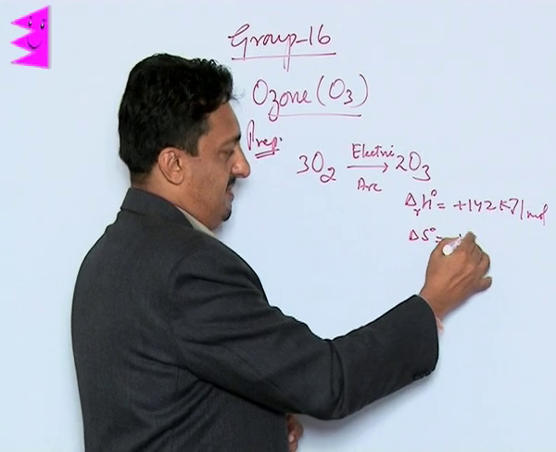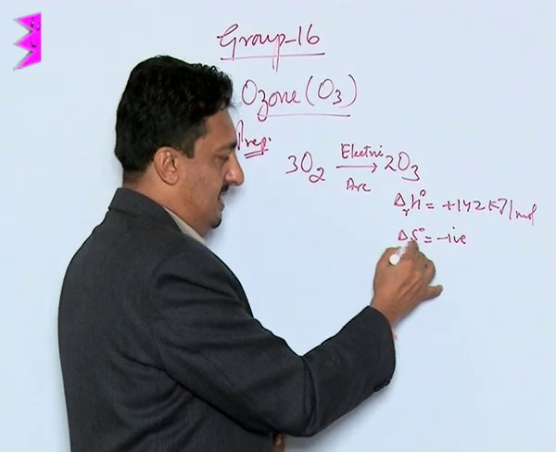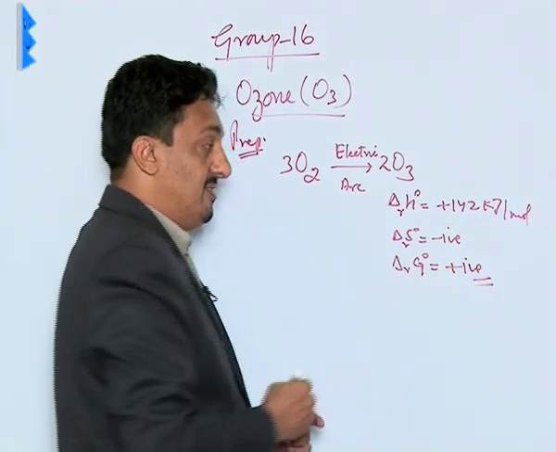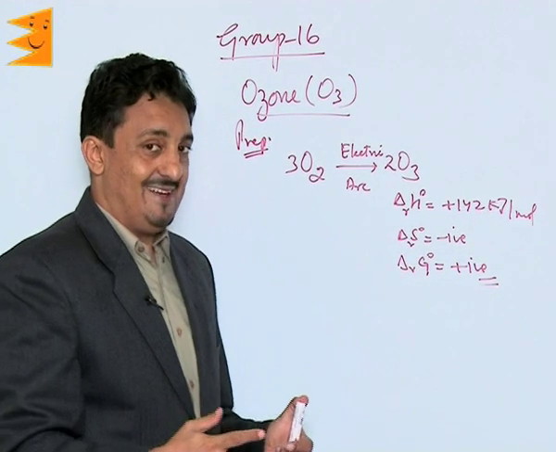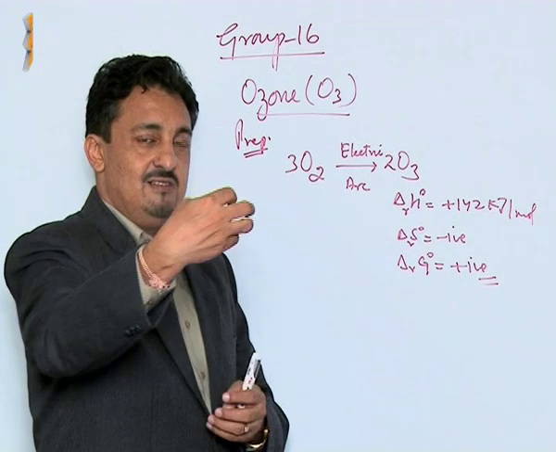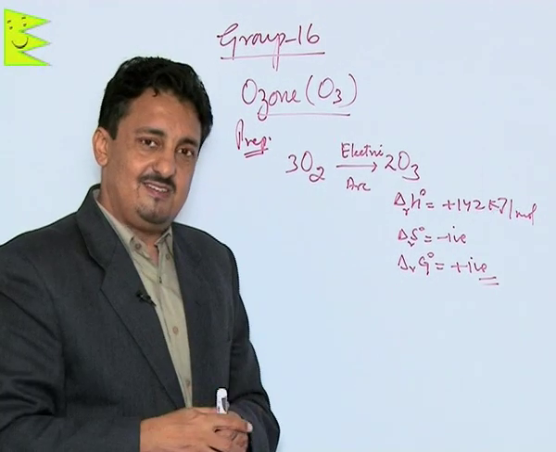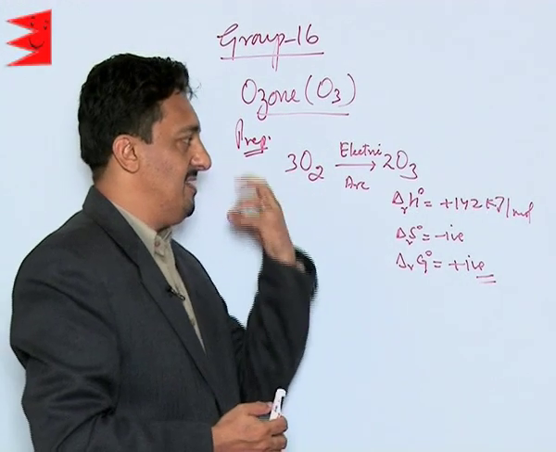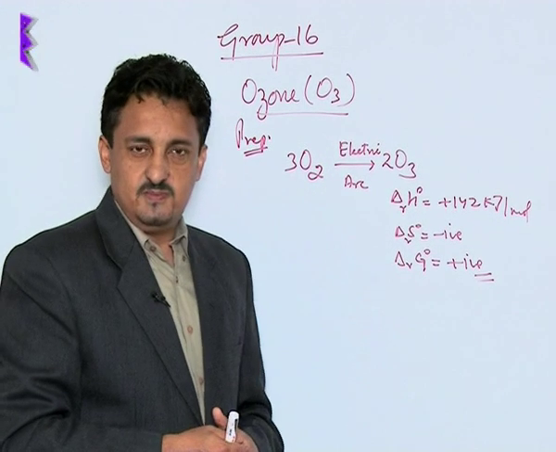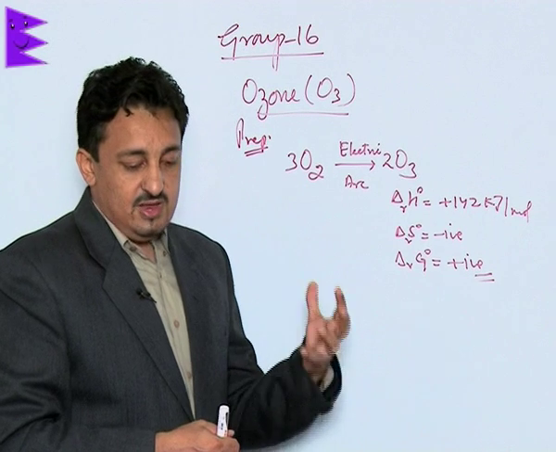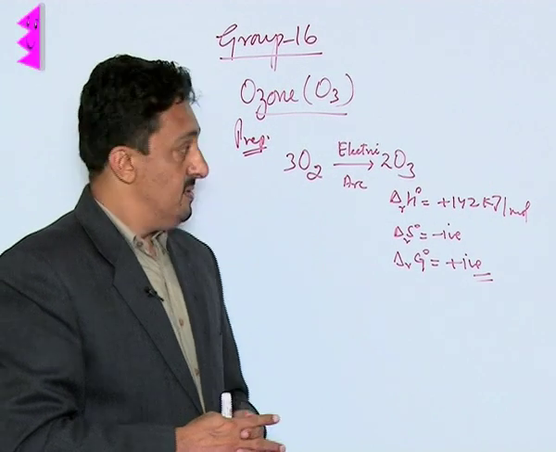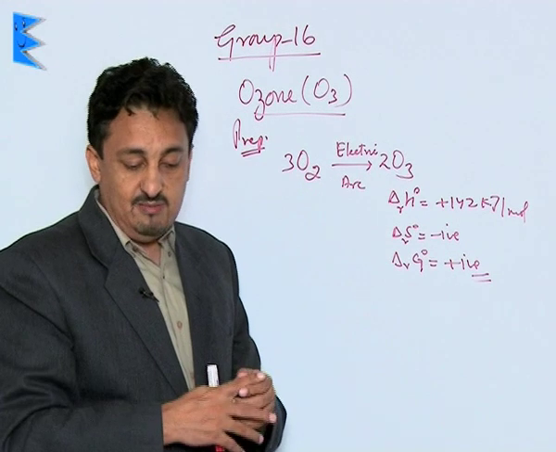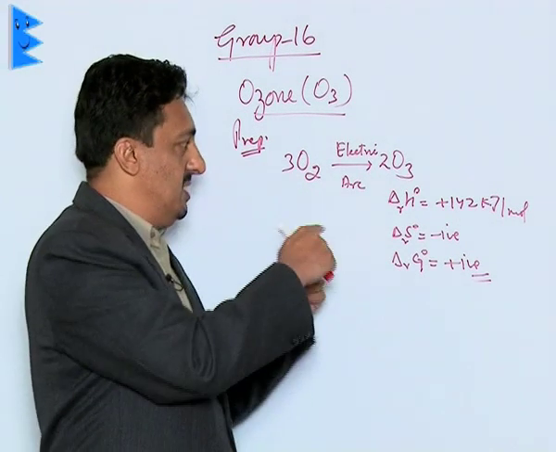Entropy of this is negative, so we can understand the free energy of this reaction will again be positive. So this is a non-spontaneous reaction which takes place under the influence of highly energetic radiations and electric arc at the upper atmosphere, where the oxygen is getting converted into ozone. Now what you need to understand is that its concentration cannot go beyond a certain limit, because then this process goes back.